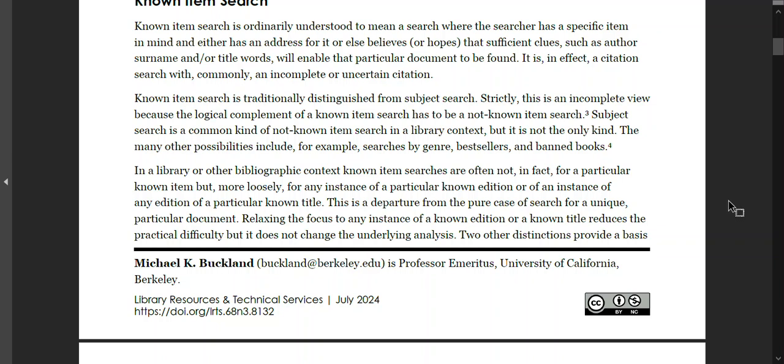So, Professor Emeritus, University of California. Okay, so retired, but still talking theory.